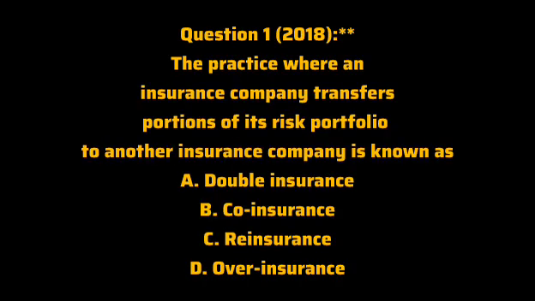Question number 1, this one is coming from 2018. Let's go. The practice where an insurance company transfers portions of its risk portfolio to another insurance company is known as: option A, double insurance; option B, co-insurance; option C, reinsurance; and option D, over insurance. Think before you choose your answer.